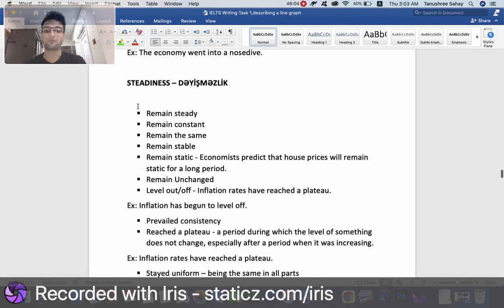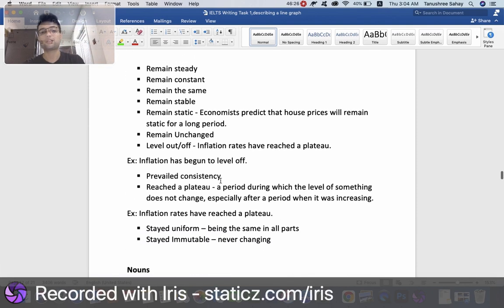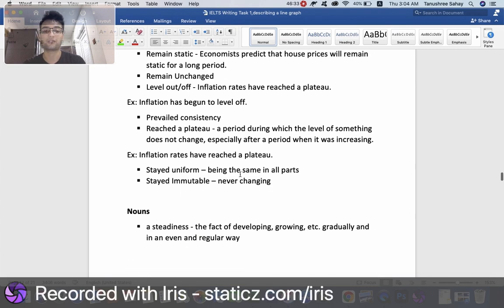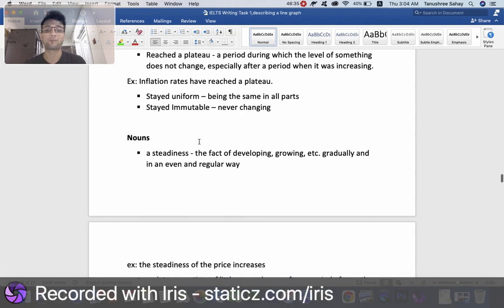Also, as I said before, there is some vocabulary for steadiness. Steadiness means değişmezlik. So you can say it remains steady, or constant, or the same, or stable, static, unchanged, or you can use the words level out, level off, prevail, consistency, reach a plateau, and many more. Please learn this vocabulary after I send you the explanation. If I can make it for tomorrow, that's great, but if not, just study this vocabulary for the next class. I'll explain it in the video.